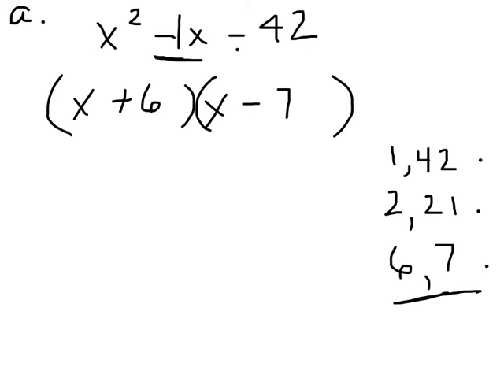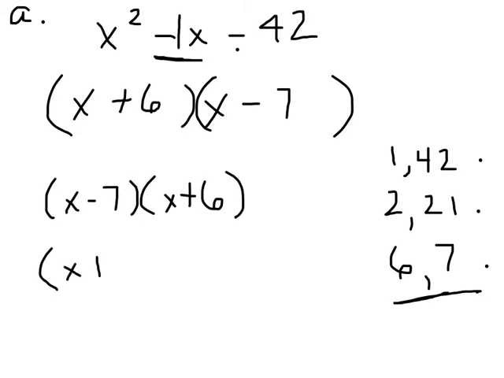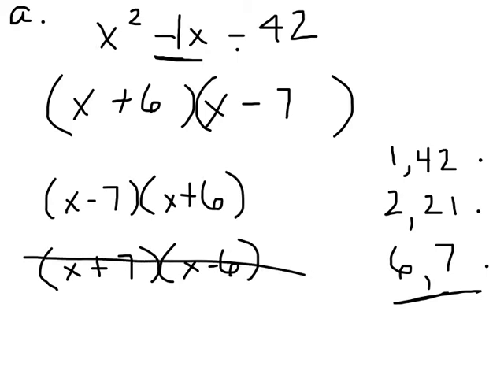Now some of you are going to say, does it matter the order? It doesn't matter. This would also be right. X minus 7 times x plus 6. That would be counted as correct. However, if you have x plus 7, x minus 6, that would be wrong. You cannot do that. The signs do matter. They have to be with the right number for it to end up correct.